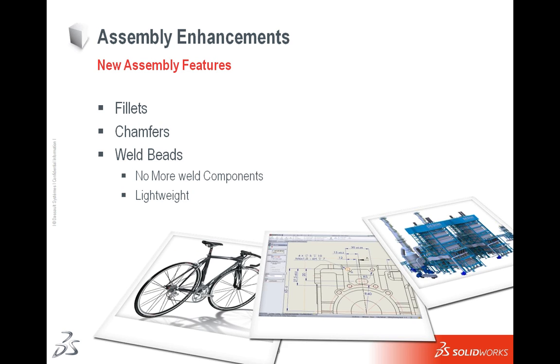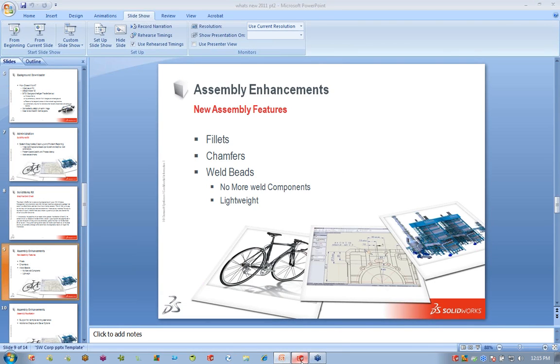Some new assembly enhancements in 2011. Assembly feature enhancements. We can add fillets, chamfers, and weld beads inside the assembly. Now we do have the choice, like we do with these other assembly features, to propagate those features down to the part level. The fillets and chamfers are pretty cut and dry, but when you get the weld beads, there are a few options that are quite unique to weld beads. So let's go show that real quick.